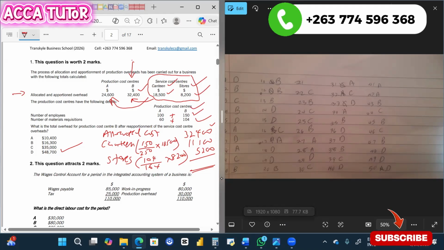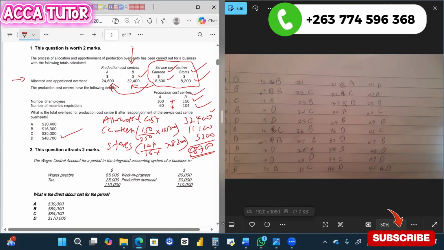48,700. Yes, 48,700. So you can see the logic here that you just have to have an open mind. Do not be intimidated by the figures, because the figures are going to come in the exam, but you just have to calm down. Take a sip of your water and you move on. Do not panic when you face figures.